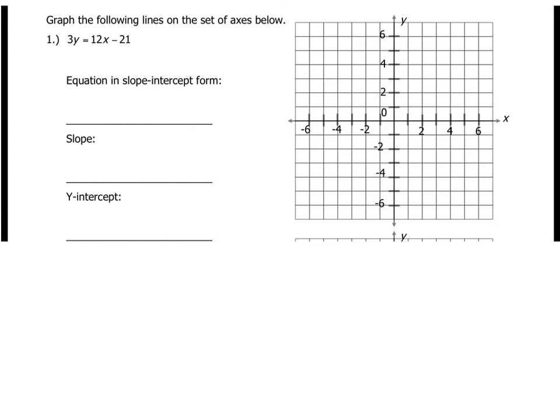So we're going to graph the following lines on a set of axes below. For number one, we first need to solve for y. So 3y equals 12x minus 21. You might have room on the side of your paper where I don't have it on here. We need to just divide everything by 3 so that we can solve for y. By doing that, our equation in slope-intercept form is y equals 4x minus 7, because 12 divided by 3 is 4 and 21 divided by 3 is 7.